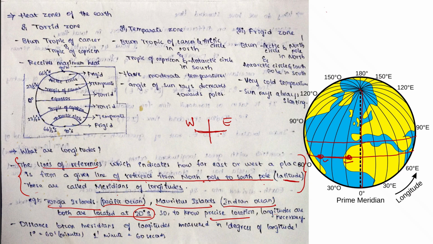And the eastern longitudes are indicated by the letter E and western longitudes are indicated by the letter W. We will know about these things in the next slide. So, before that, let's see how the distance between meridians of longitude is measured. The distance between longitudes is measured in degrees. 1 degree is equal to 60 minutes and 1 minute is equal to 60 seconds.